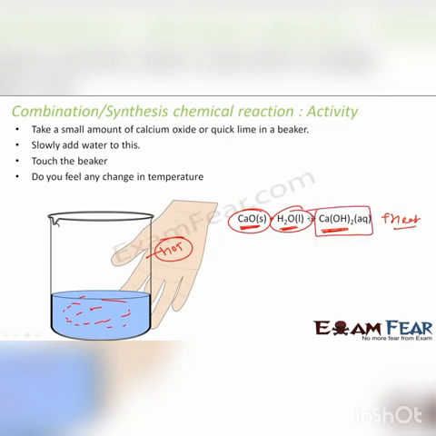And this is an example of a synthesis chemical reaction. Correct? So where we have two inputs, A and B, it gives you a new output called AB. One product.